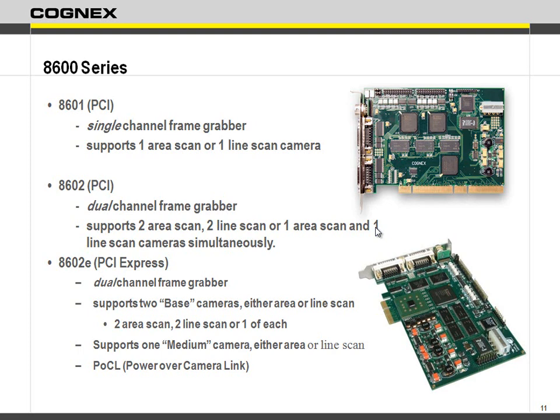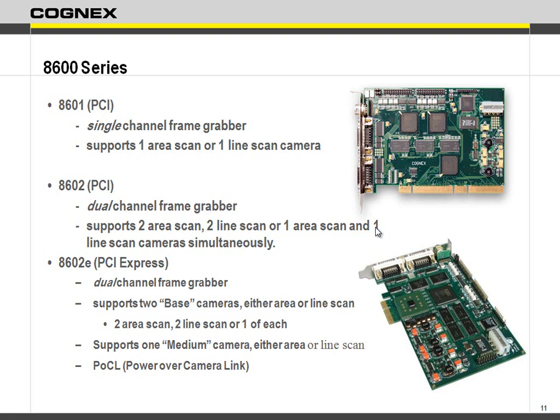So we have the 8601 versions, PCI, so you can get either one area scan or one line scan camera link camera. You can go up to the 8602, which will now allow you to have 2 line scan or 2 area or a mix of both. Okay. Now we can also get the 8602E, which moves it up to the PCI Express version.